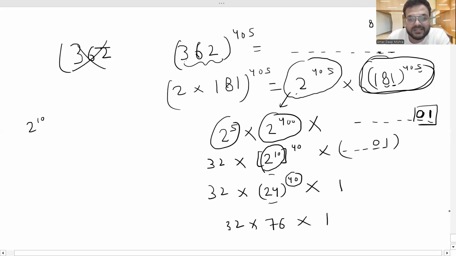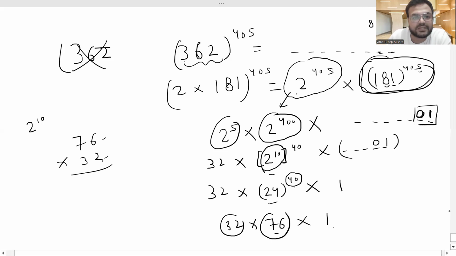Now 76 into 1 is 76 only. So 32 into 76 will give you the last two digits. So I can find out the answer 76 into 32. So this 2 6s are 12, 2 putting 1 as a carry, then cross multiplication, 7 2s are 14 and 6 3s are 18. Okay, 18 and 14, if you add them, how much will you get? 32, right? 32 plus 1, 33, means 3. This 3 2, the last two digits of this multiplication, 3 2 will be the answer.